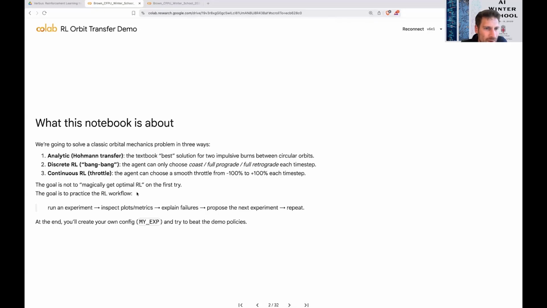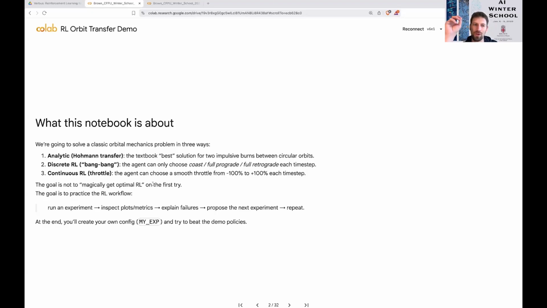So what this notebook is about is what we were just discussing. We're going to show three cases that are completed. One is the analytic Hohmann transfer solution, and we'll show some plots and what that looks like. And that is also going to function as a validation of our physics, our little toy simulation environment, because we're going to apply that to the analytic Hohmann transfer burn solution and show that it gives us the right trajectory with our simulation.